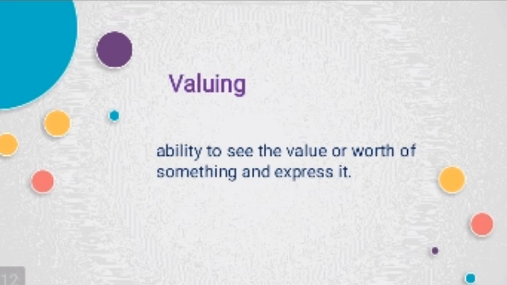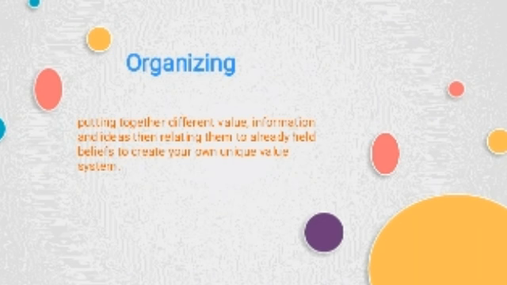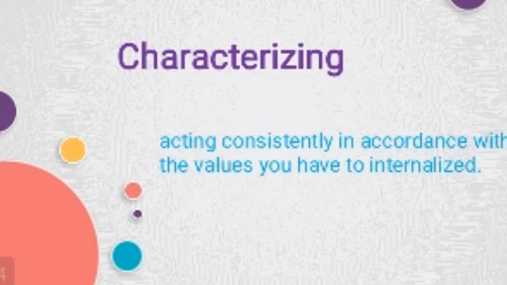And next is organizing. Organizing is putting together different values, information, and ideas and relating them to already held beliefs or to create your own unique value system. And the last is characterizing. Characterizing is acting consistently in accordance with the values you have internalized.